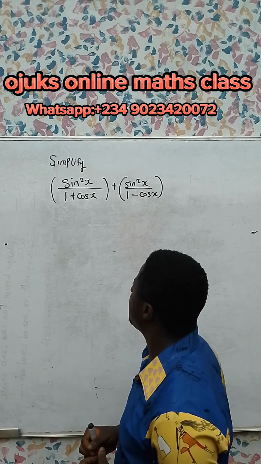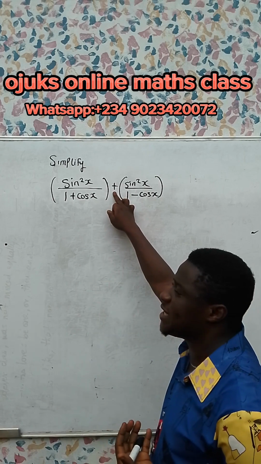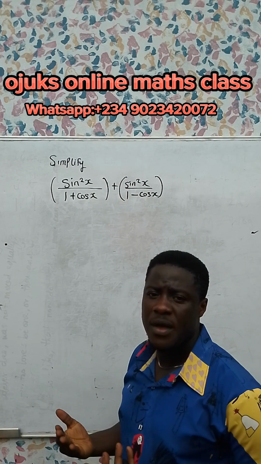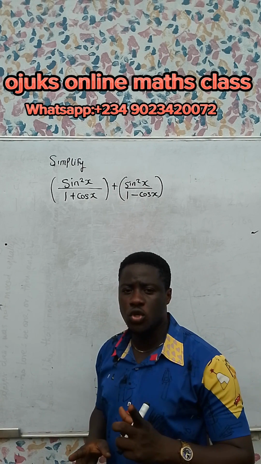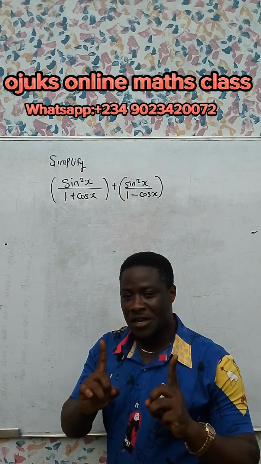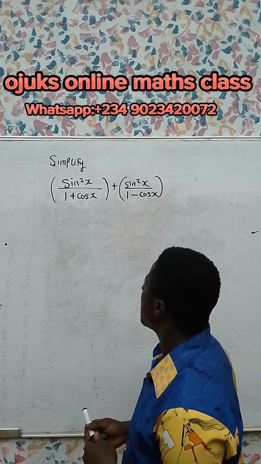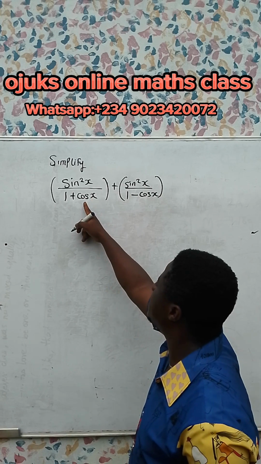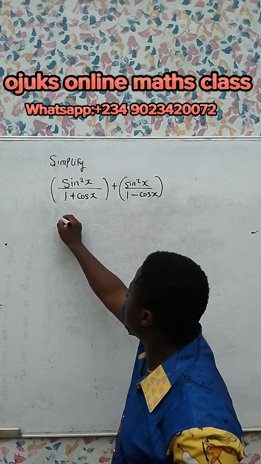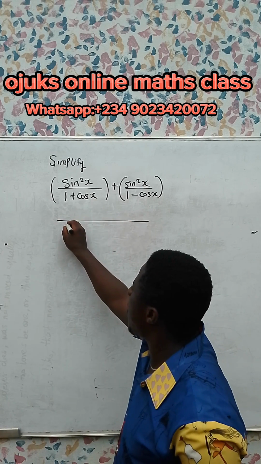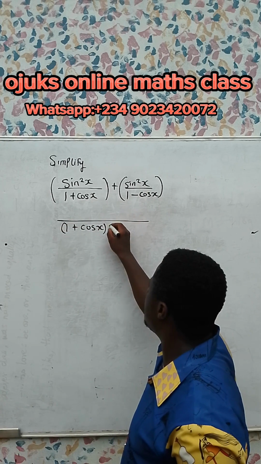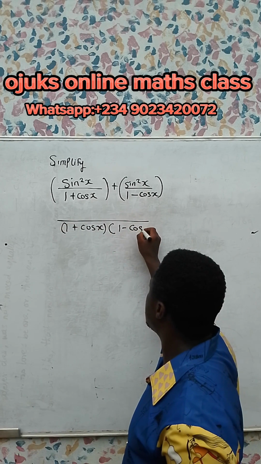Now, even without being told, since we have a plus separating these two expressions, to make both of them a conjoint fraction, all we need to do is very simple: find the LCM. First thing we have to do is get the LCM of these two fractions, and the LCM of these two fractions is definitely 1 plus cos x and 1 minus cos x.